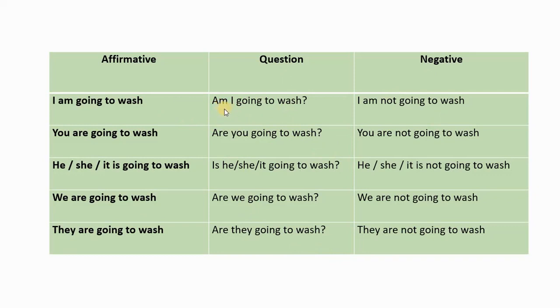So this is the verb to be. Again, you should watch my lesson on present progressive if you don't understand this. So, am I going to wash? Okay, this is the question form of I am going to wash. And then we always follow with the infinitive form, to, plus the verb, which is wash.